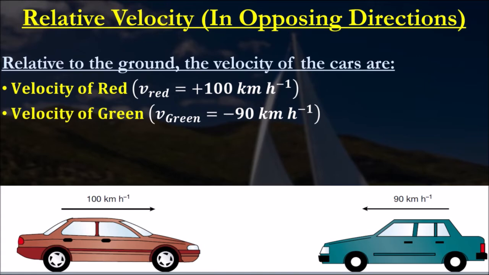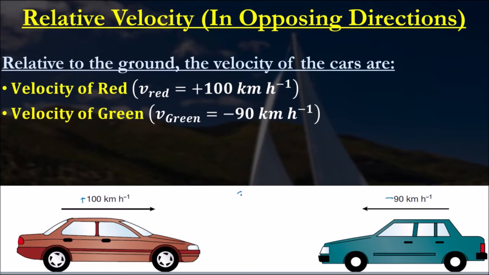So let's start again, and we're going to look at this motion here. So we have two cars. We have the red car that's moving at plus 100 kilometers per hour, and we have a green car that's moving at minus 90 kilometers per hour. If we're looking at vector analysis, this is how we can look into it.